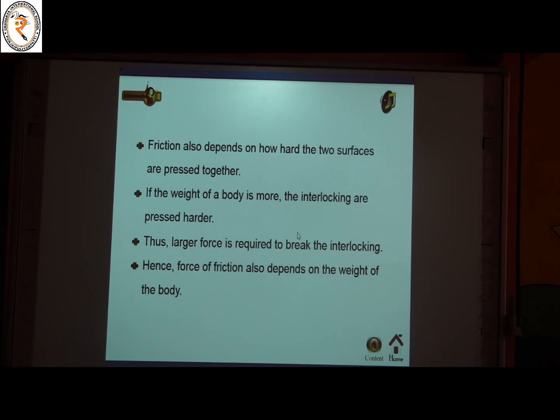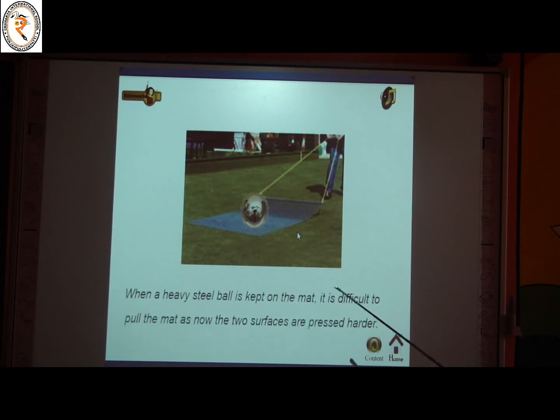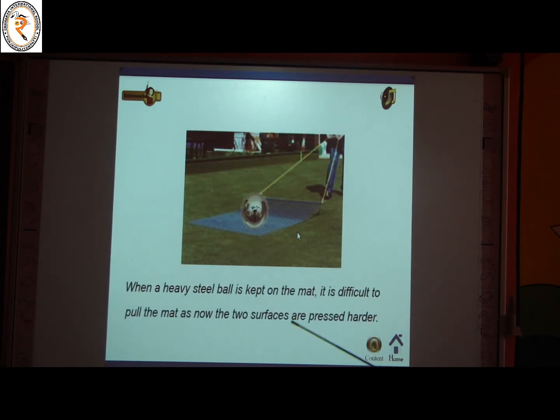The next one. Look at the picture. It is easy to pull the mat without the steel ball. When a heavy steel ball is kept on the mat, it is difficult to pull the mat as now the two surfaces are pressed harder.